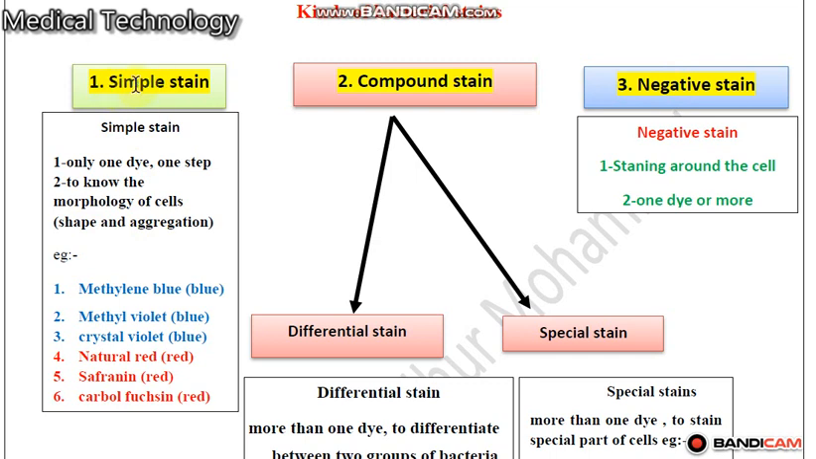What is the meaning of simple stain? Why do we call this stain simple stain? And why is this called compound stain? And why is this called negative stain? Simple stain, because we use only one type of stain, because we use only one stain to stain the bacteria.